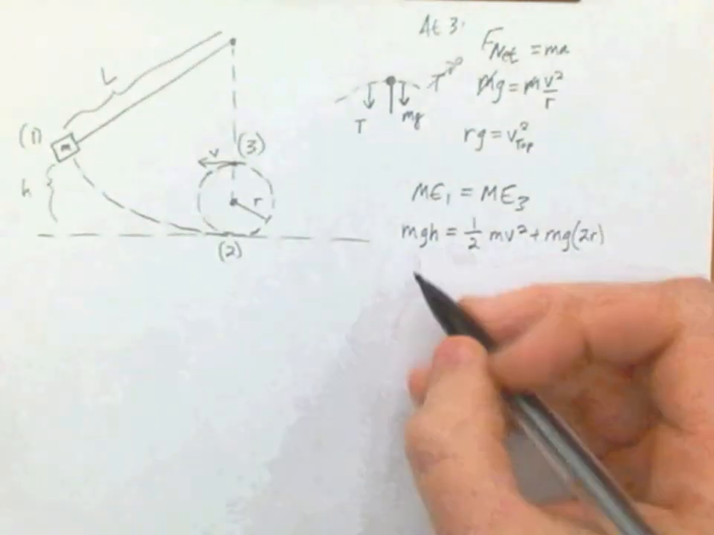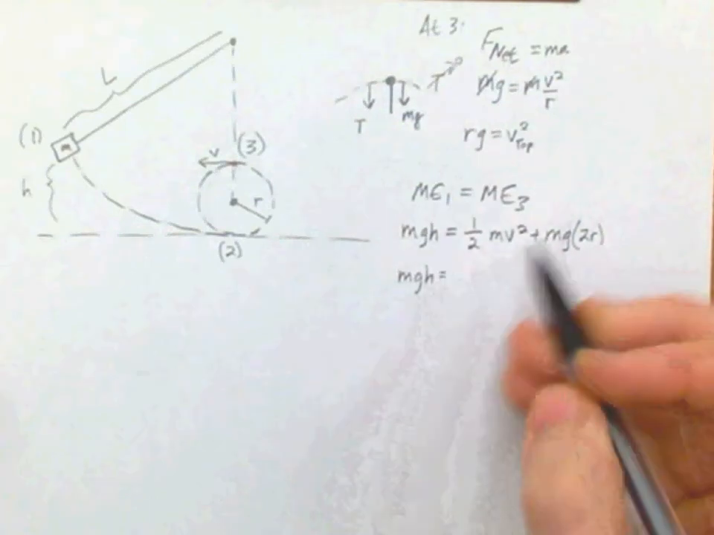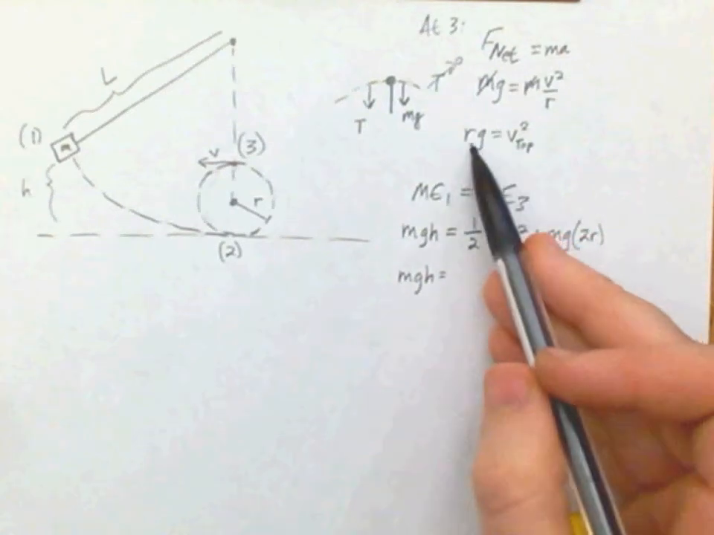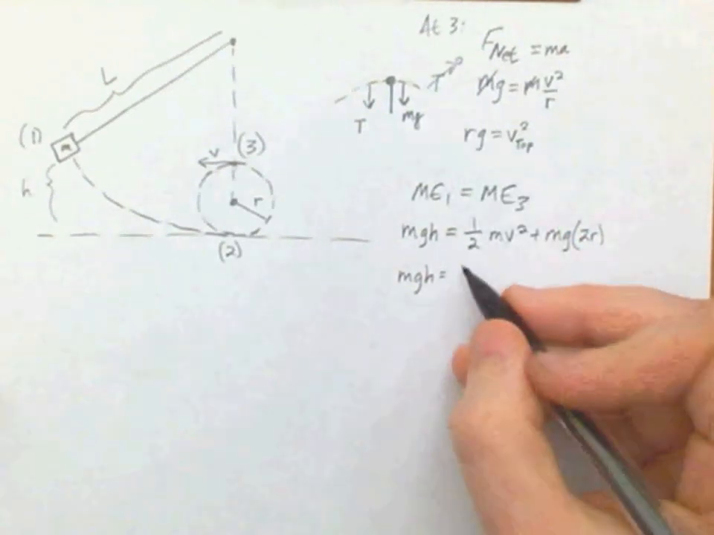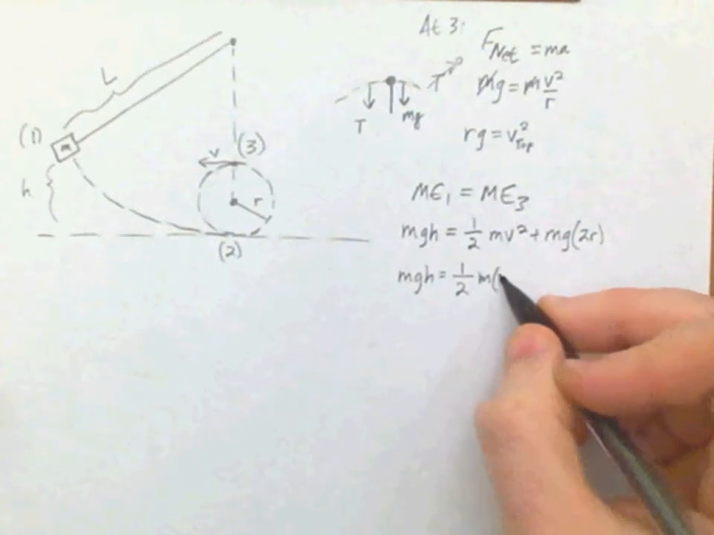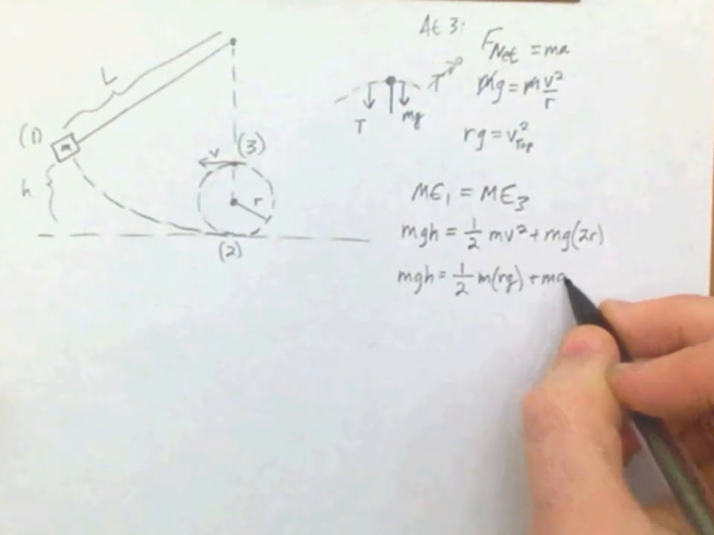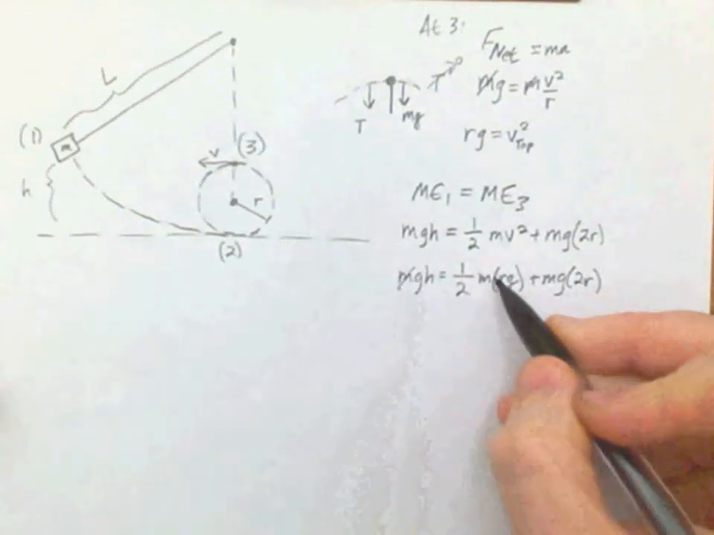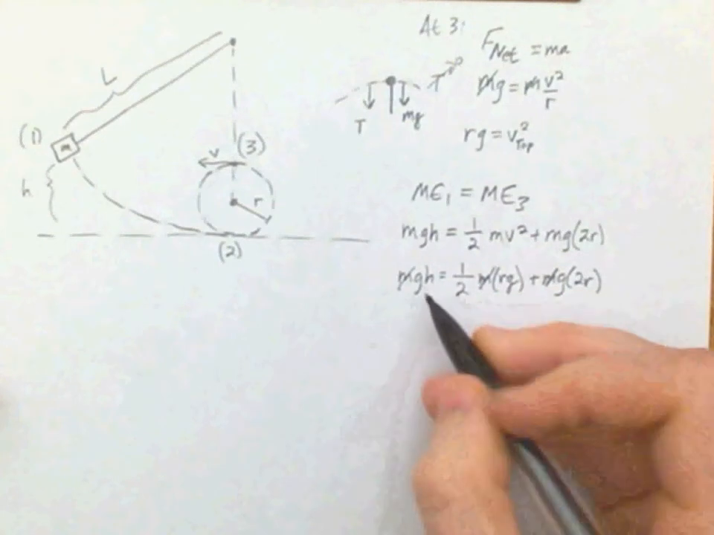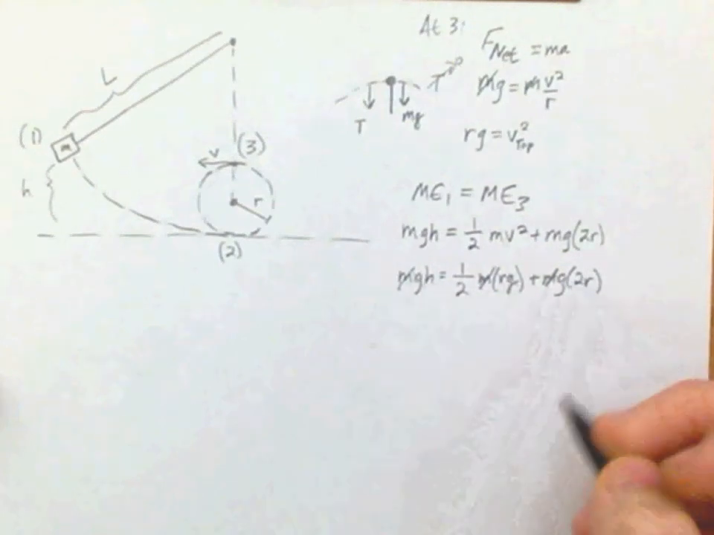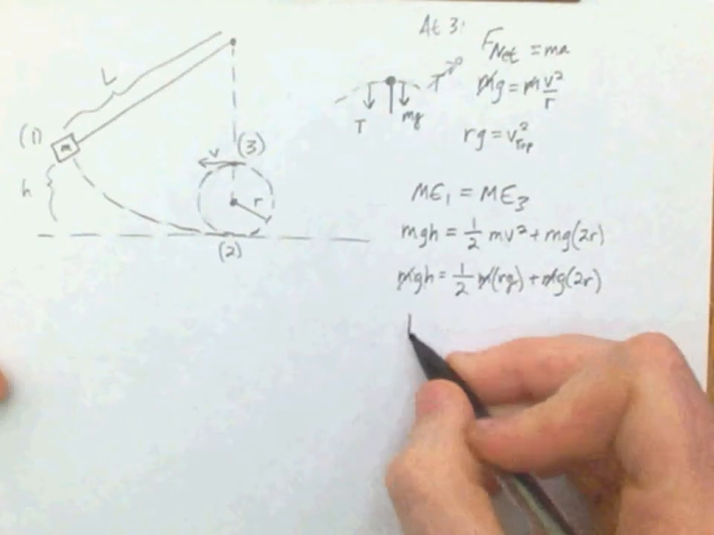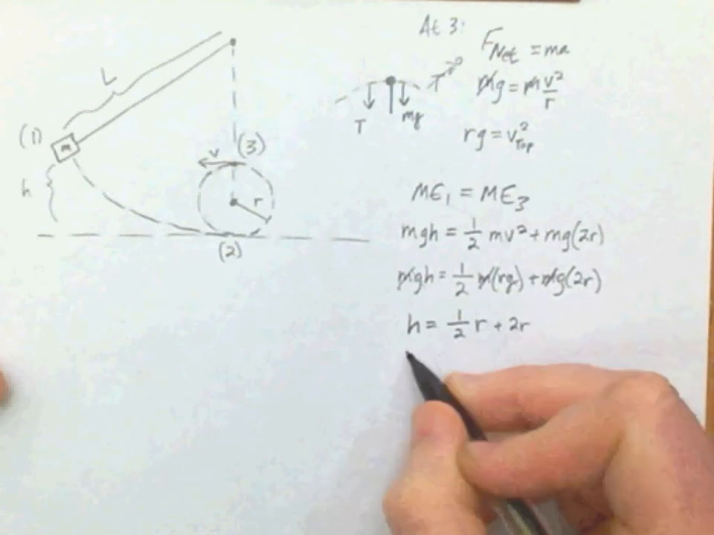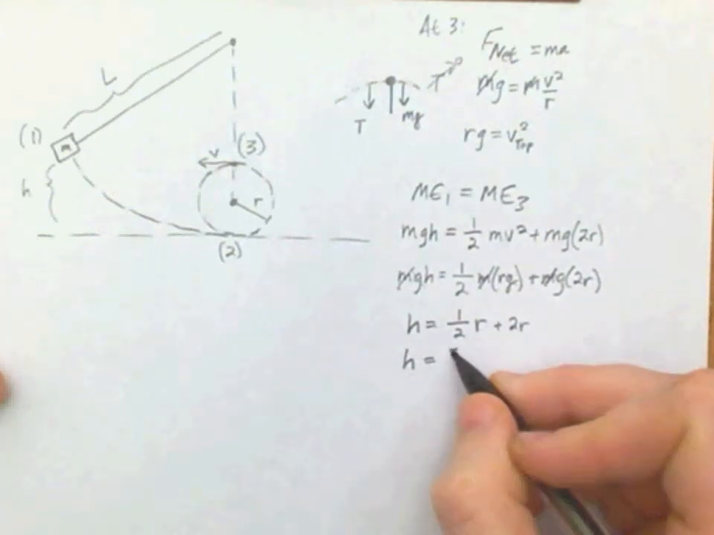Okay. So mgh equals 1/2 mv squared plus mg times 2r. I just solved for that v. That v squared is rg. So 1/2 times mass times rg plus mg times 2r. Those masses cancel out in all the terms. The g's cancel out in all the terms. So it doesn't matter if you use 9.8 or 10 if you didn't plug in numbers until the end. And I get that h is 1/2 of r plus 2r. So h, it looks like, is 5/2 of r.